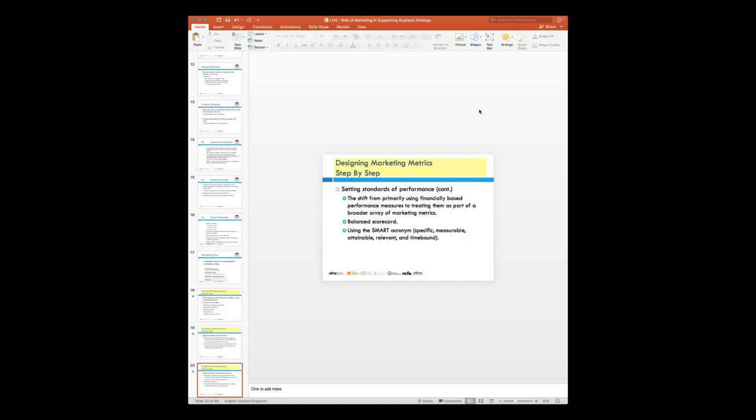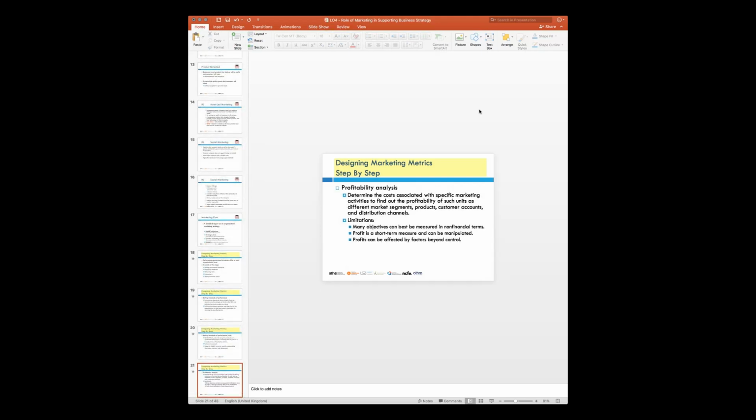Most of the goals which are set within organizations follow a system called the Balanced Scorecard, and we will discuss this in a bit more detail in the subsequent slide. Most targets today are set using the SMART acronym, which stands for specific, measurable, attainable, relevant, and time bound. Nobody likes to accept a target which is non-achievable. So most organizations set marketing targets under the context of SMART.